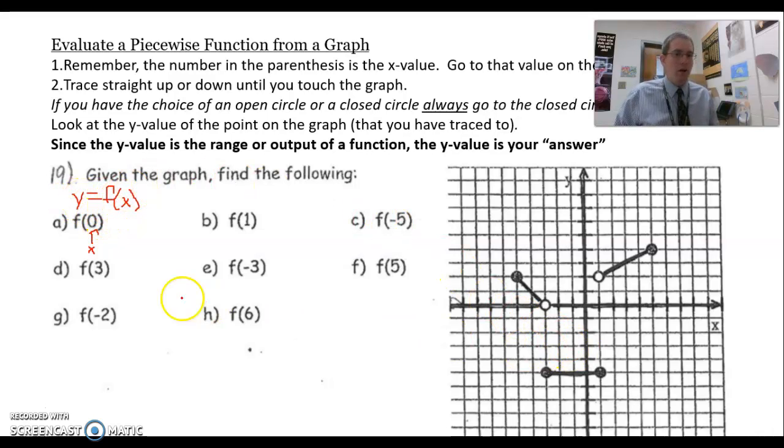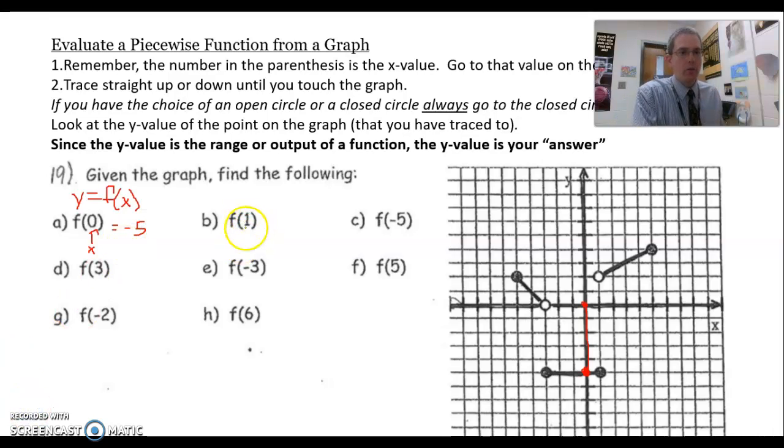We're going to go over to our graph, and I'm going to go to where x equals 0 right here. And then I'm going to go either up or down to hit my graph. In this case, going down lets me hit the graph. And the point I get on the graph is right here. And that point has a y value of negative 1, 2, 3, 4, 5. So the answer there is that this one is equal to negative 5. We'll go ahead and work through a few more of these examples to help you understand.